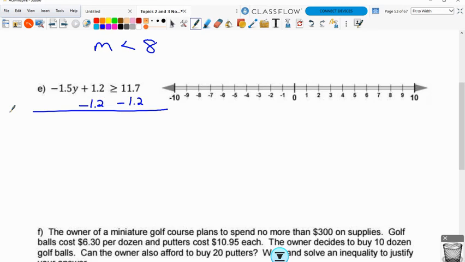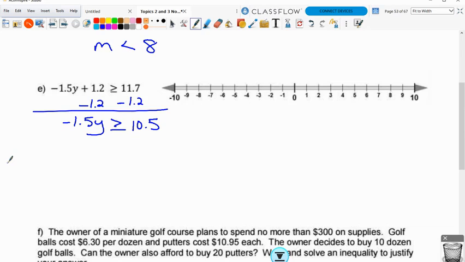On the left, 1 2/10 minus 1 2/10 is 0. So that means that negative 1 5/10 y is the only thing on the left. On the right, 11 7/10 minus 1 2/10 is 10 5/10. We just subtracted, which will preserve the symbol. So negative 1.5 y is greater than or equal to 10 1/2.